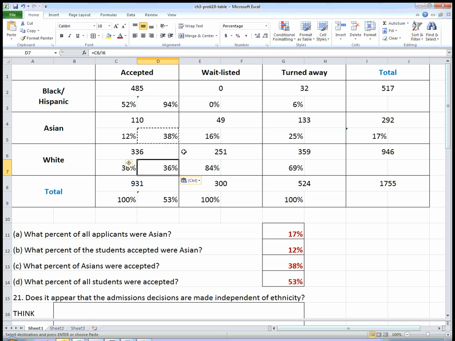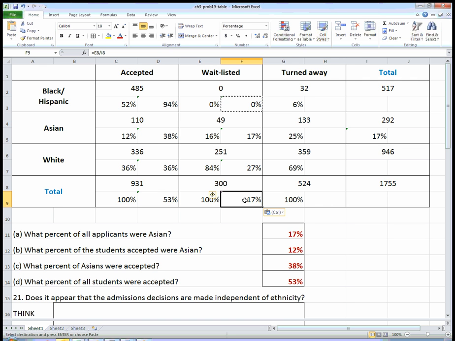So that's very interesting. Of the black and Hispanic applicants, the vast majority are accepted. Asian, it's a little over a third. White, it's very similar, essentially the same percentage. Here we could look at the waitlist equals this divided by this. So that's waitlisted black and Hispanic over total black and Hispanic, and then I can copy and paste that down here. This should be okay.